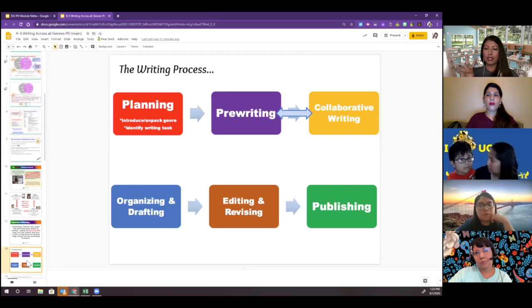But the two pieces that we emphasize in this routine are what you see in red, which is the planning, and then what you see in yellow, which is the collaborative piece. And those are two very important pieces that need to happen even before they start writing. So all three that you see there on the top are all things that occur without even having to put a pencil to paper. Okay.